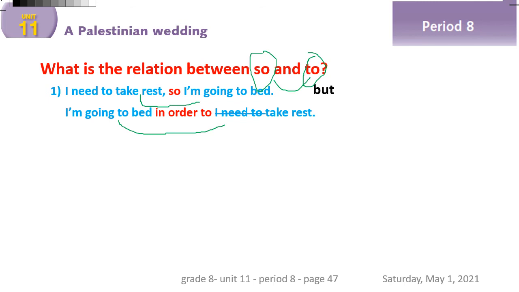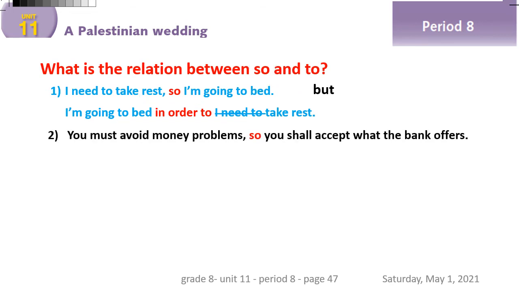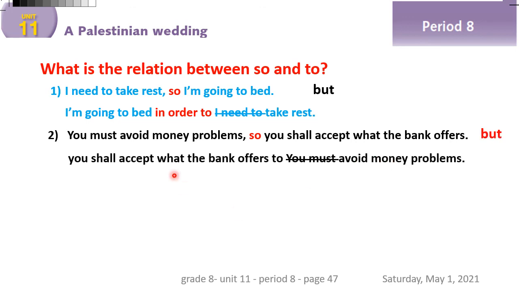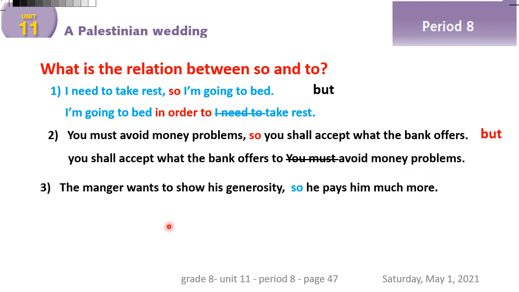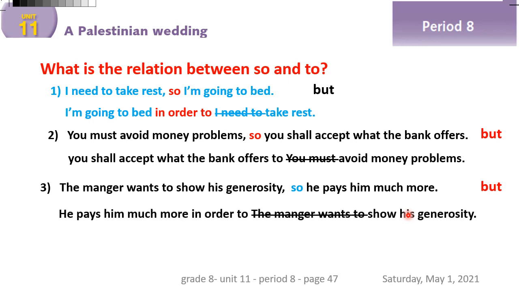Okay? Now let's note the following examples. نيجي نلاحظ الأمثلة الأخرى. You must avoid money problems, so you shall accept what the bank offers. But you shall accept what the bank offers to avoid money problems. The manager wants to show his generosity, so he pays him much more. But he pays him much more in order to show his generosity.